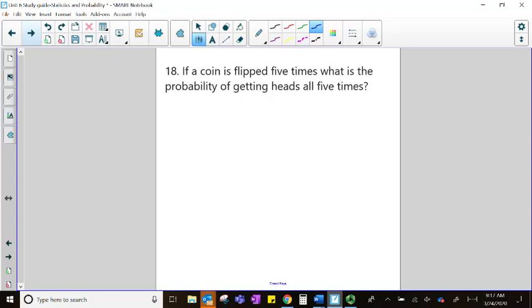A coin is flipped 5 times. What is the probability of getting heads all 5 times? So the first time you flip, the heads has a 1 in 2 chance. The second time you flip, the heads has a 1 in 2 chance. The third time you flip, you have a 1 in 2 chance of landing on heads. The fourth time you also have a 1 in 2 chance. And the fifth time you have a 1 in 2 chance.